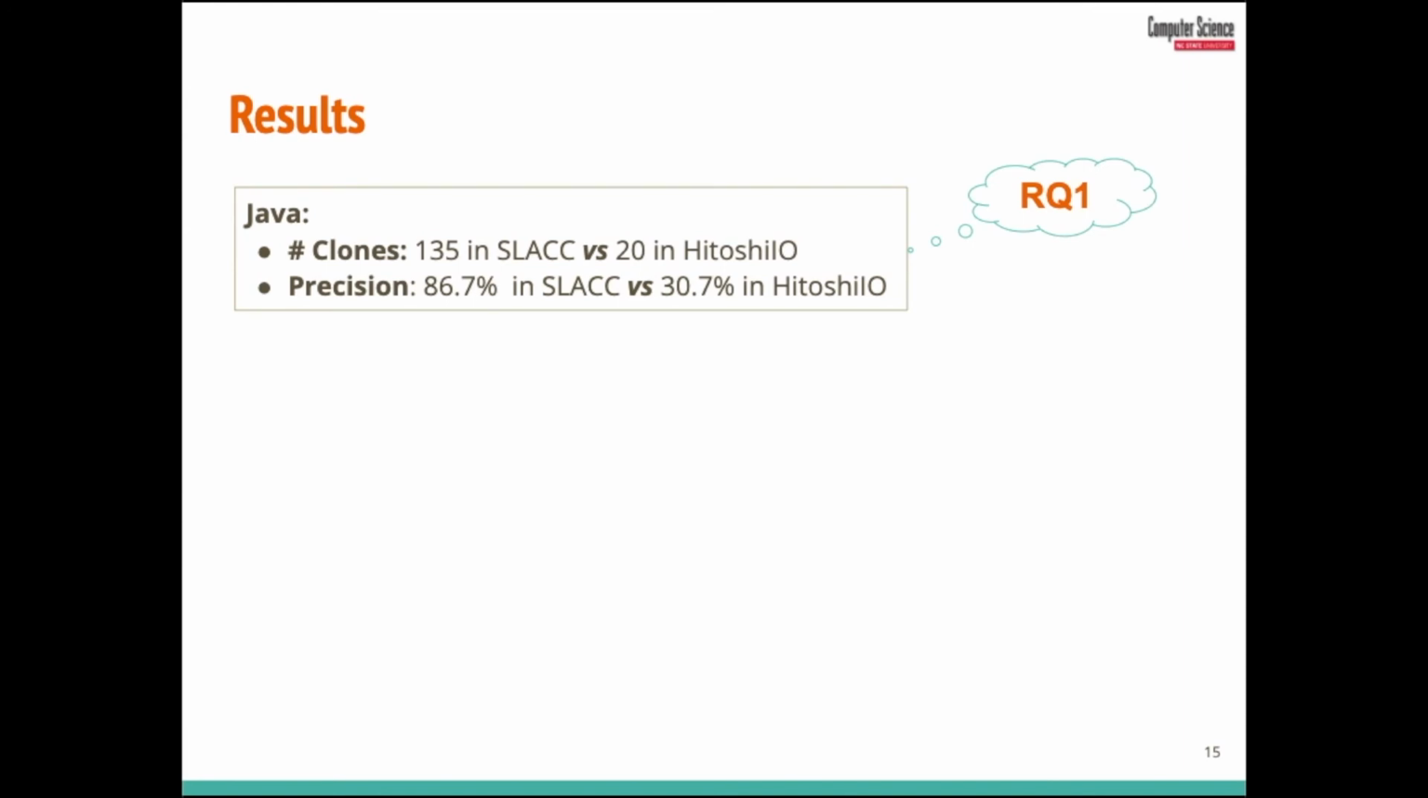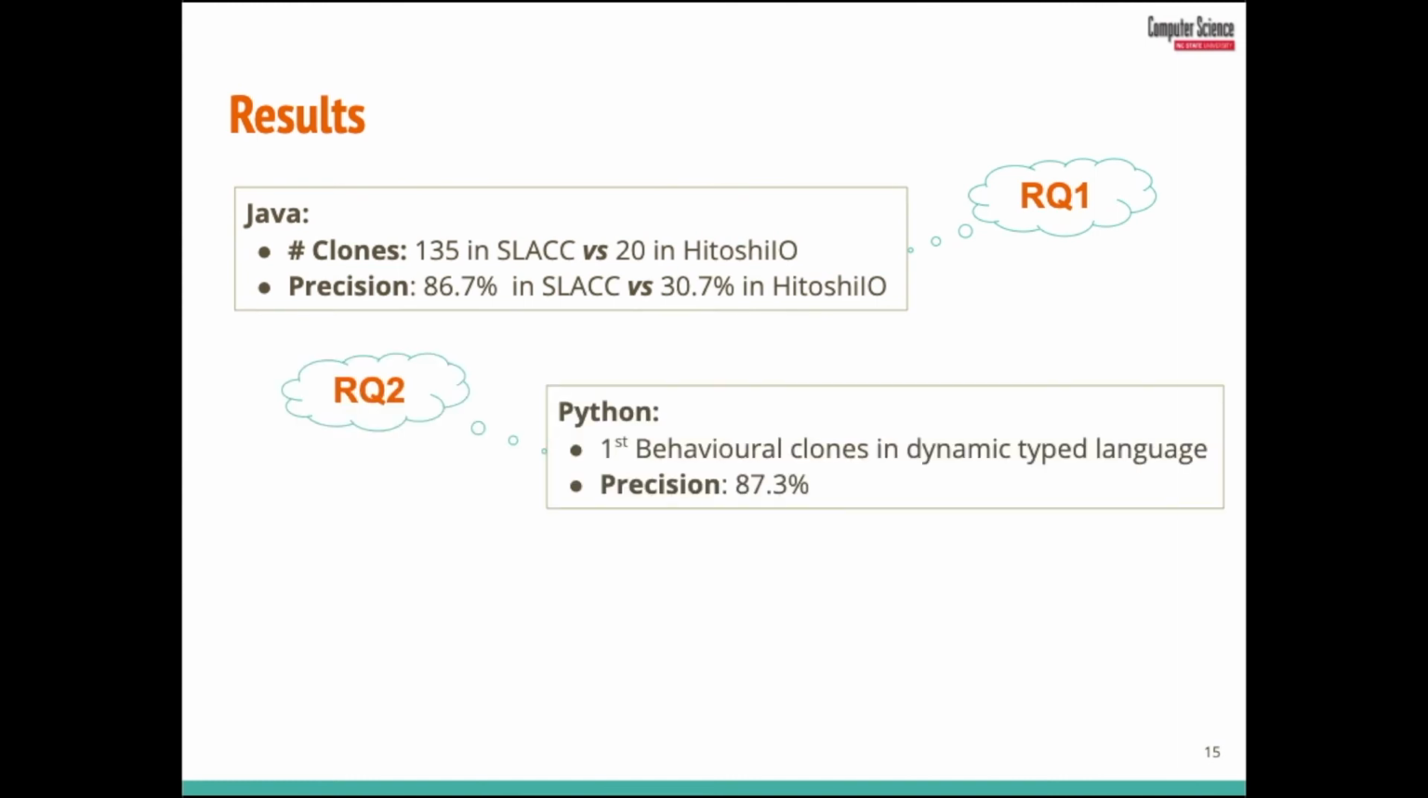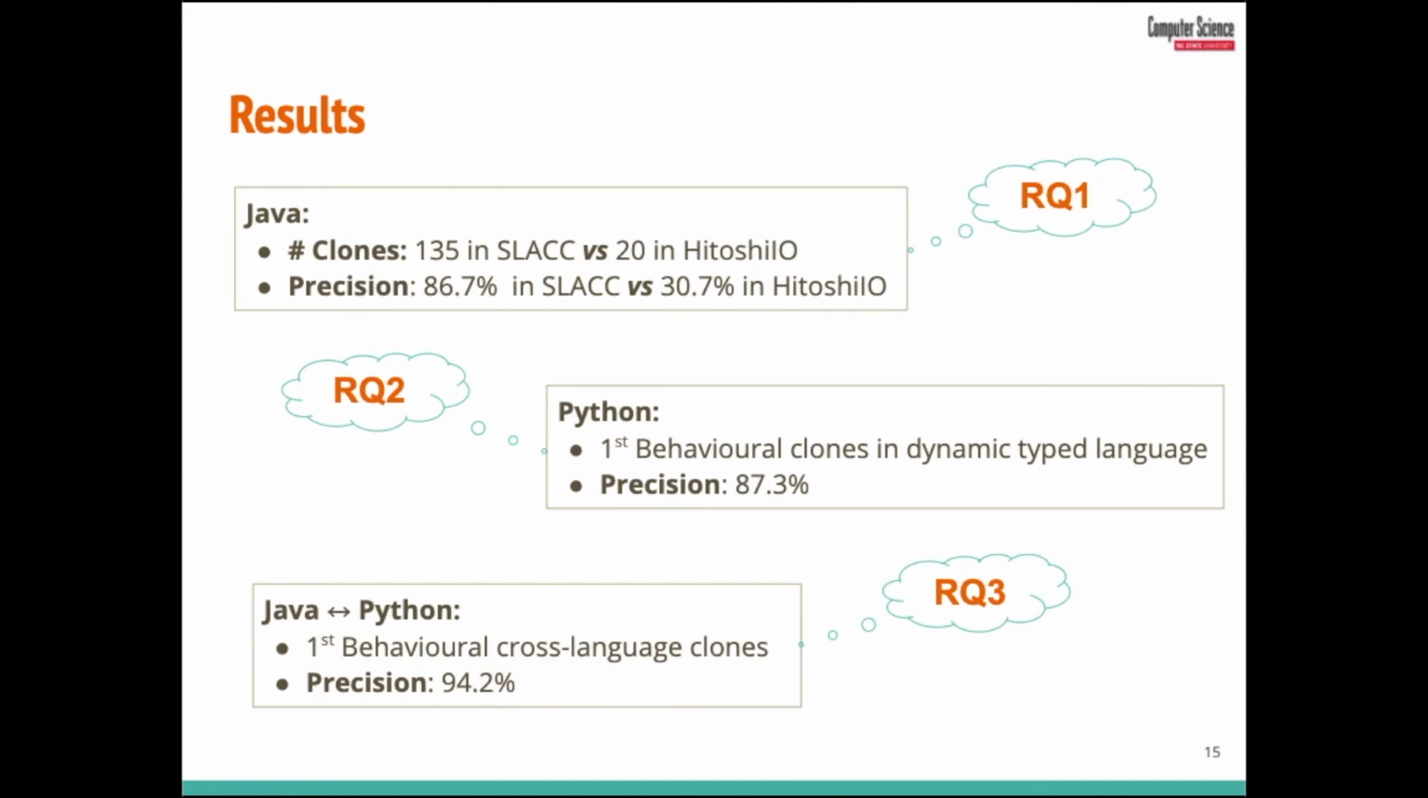Based on our experiments, we found that SLACC identified 135 method level clones compared to 20 by Hitoshi IO at a precision of 86.7% and 30.7% respectively. This was our first research question, where we compared SLACC in statically typed languages. SLACC is also the first technique to identify behavioral clones in dynamically typed languages. We found that in Python submissions, SLACC was able to detect clones with a precision of 87.3%. Finally, for the third research question, SLACC was able to identify cross-language code clones between static and dynamic typed languages at a precision of 94.2%.